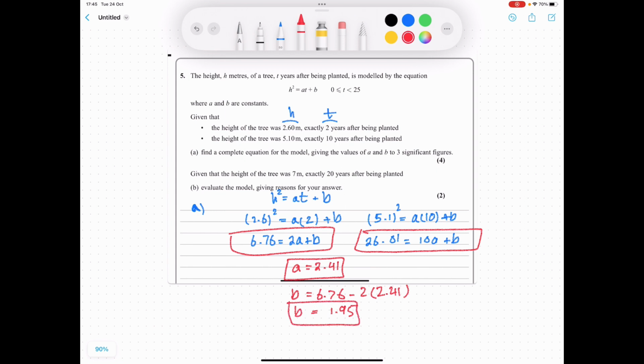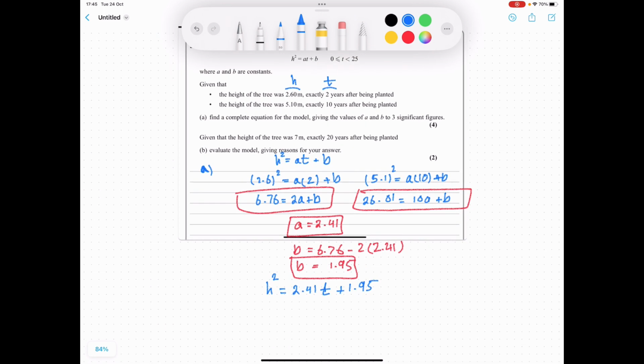So we have the value for a and the value for b. Now we can rewrite this equation, as we know the values of a and b. Therefore h squared would be equal to 2.41t plus 1.95. That's the answer for part A.